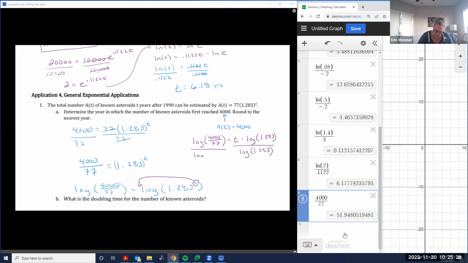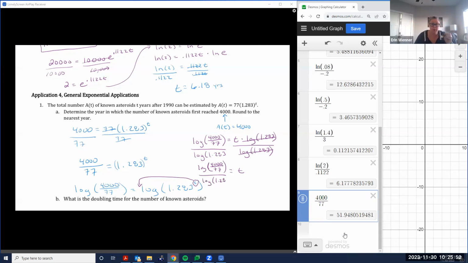This allows those to cancel. And t is equal to this crazy thing, right? It says the log of 4,000 over 77 divided by the log of 1.283. And you're like, I have no idea what that is. That's okay. That's what we have decimals for, right? They are going to do the calculation for us.